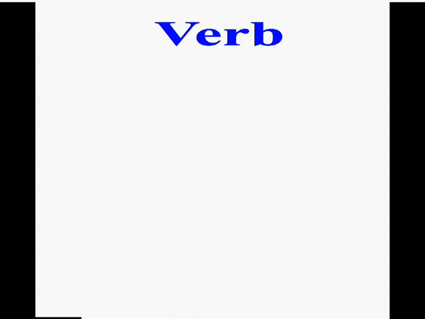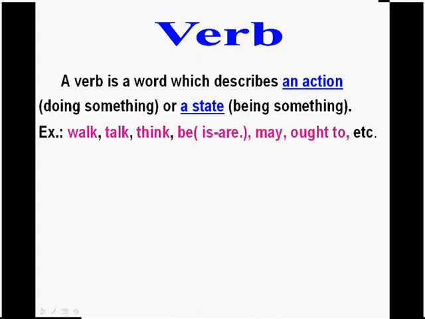Let's look at the verb. A verb is a word which describes an action. What we mean by an action, it means doing something. Like, in our case here, we have walk, talk, think. So this is doing an action. It is an action done. To walk, this is an action. To talk, this is another action. And to think. Also, you have play, run, write, read, and so on.